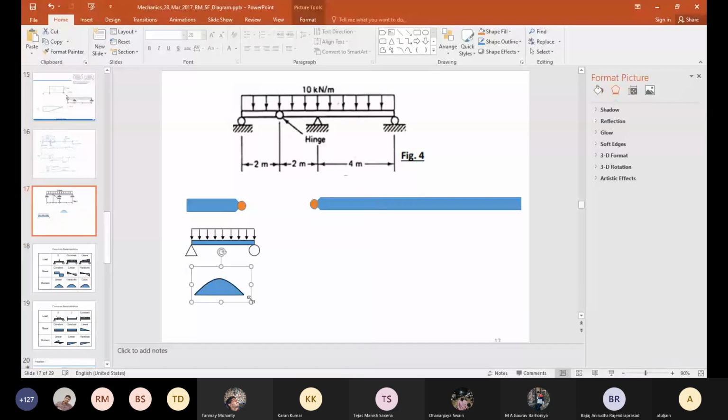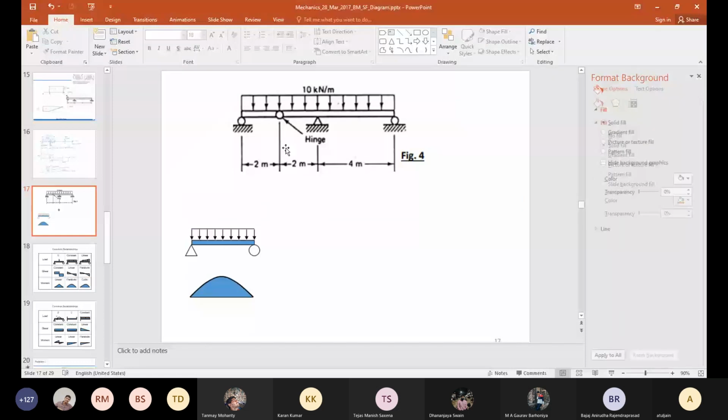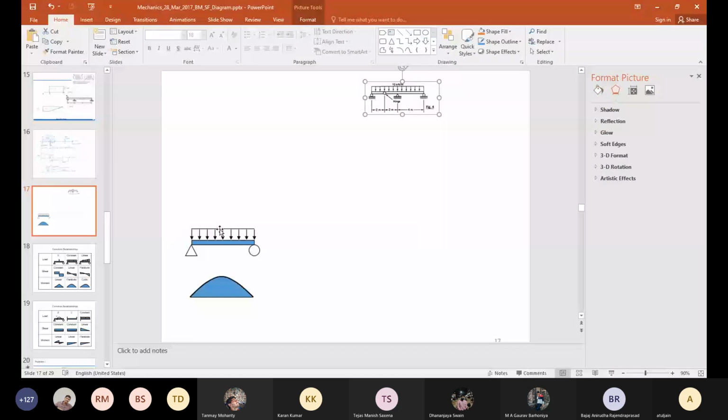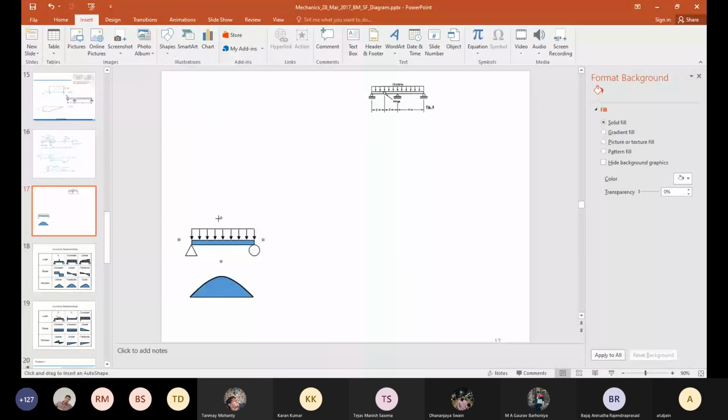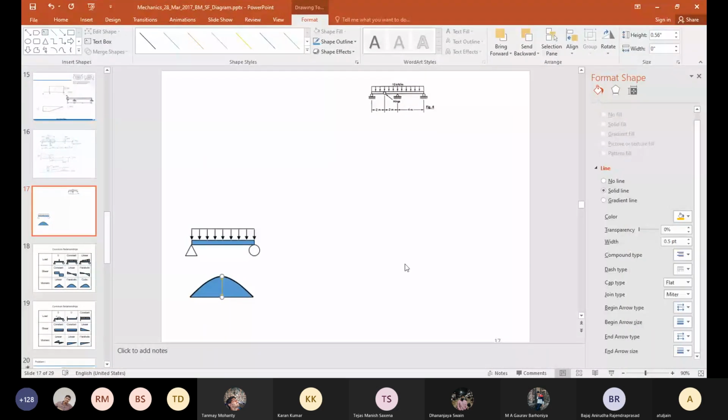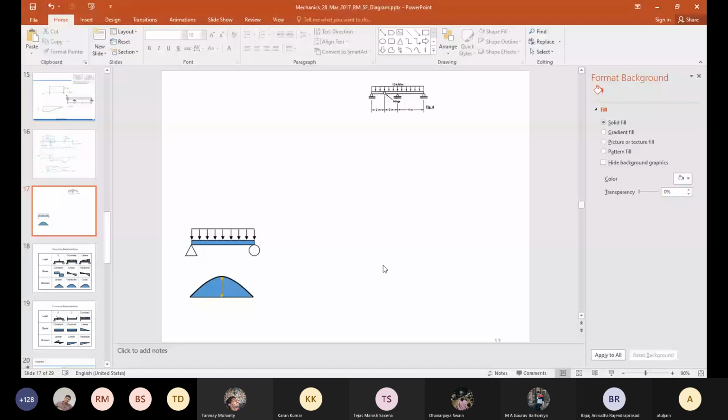Now let us look at this figure. For the time being, don't look at this. Look at only this blue figure that I am drawing. So I have a uniformly distributed load, and I know that the bending moment diagram will look like this. This we already know. Now, at the peak, you can imagine that the bending moment actually can be quite high, if the length is very long.